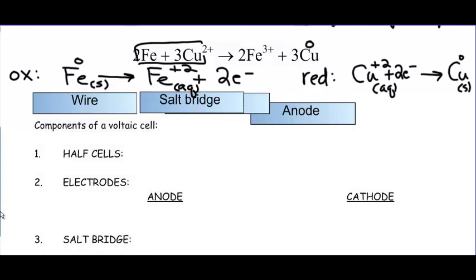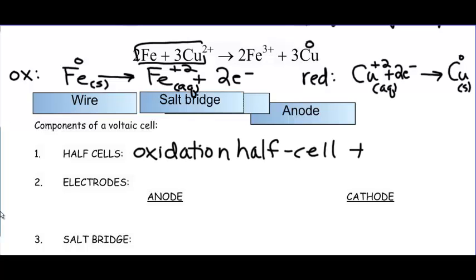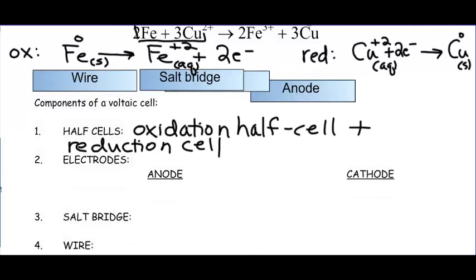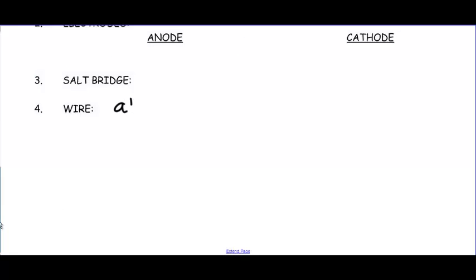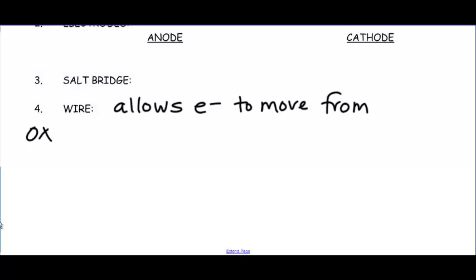There are half cells. There is an oxidation half cell, and a reduction half cell. Okay, and they occur in separate parts. And we force electrons to move through a wire. So there is a wire that allows electrons to move. And they always move from the oxidation half, from who loses them to who gains them.